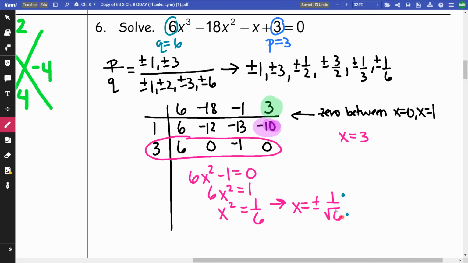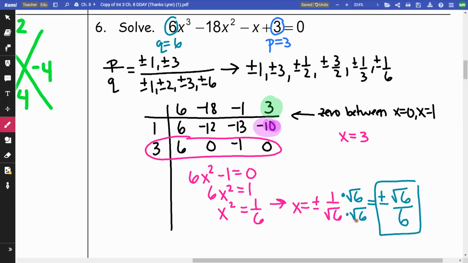So I'm going to multiply this √6 by something that will make it not be a radical anymore. I'm going to multiply it by a √6, top and bottom. And when I do, I'm going to get plus or minus √6 over 6. And these are your other two answers.